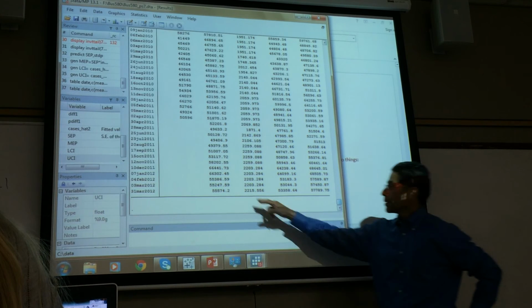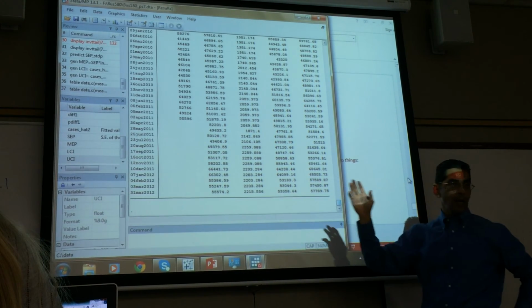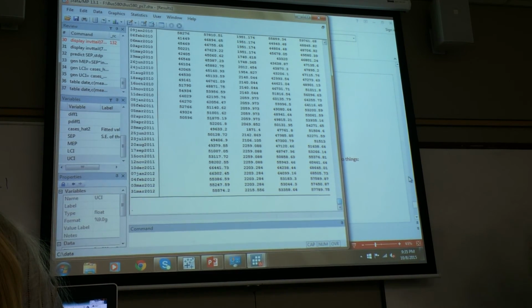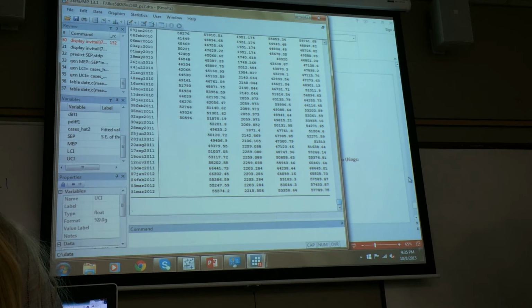Even if this is 0.3, we're still off by a couple bottles, right? But it's within the margin of error. It's within our forecasting error. That's what a forecast looks like. That's how you do a forecast.